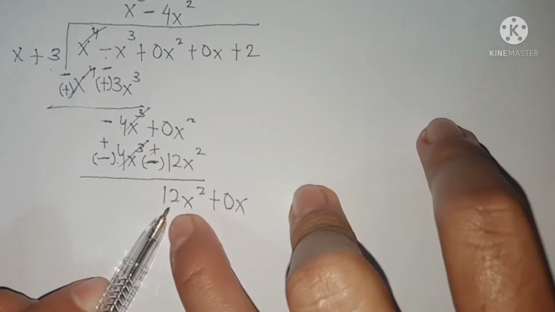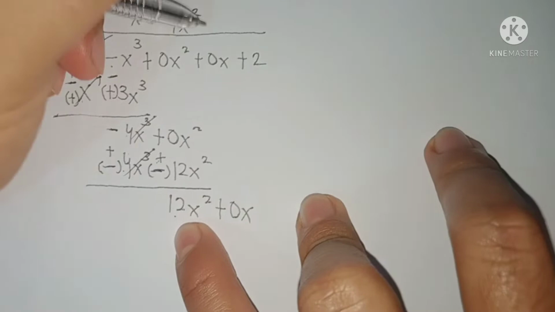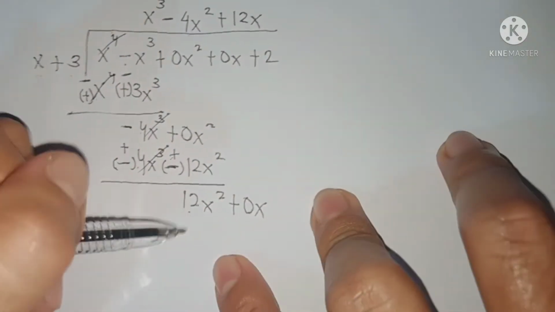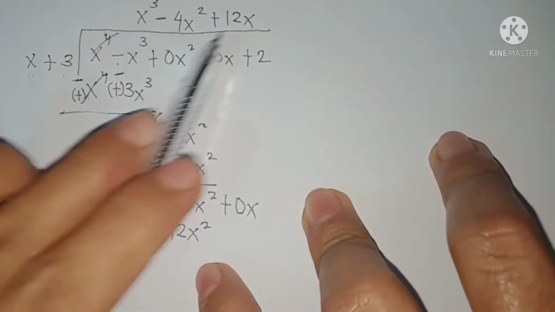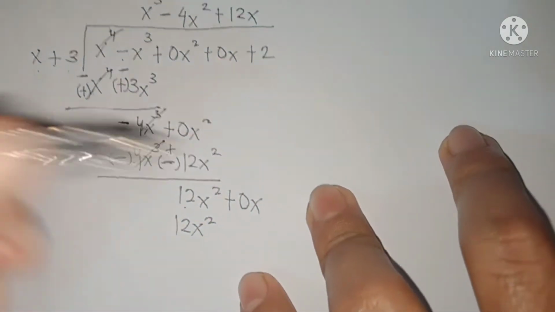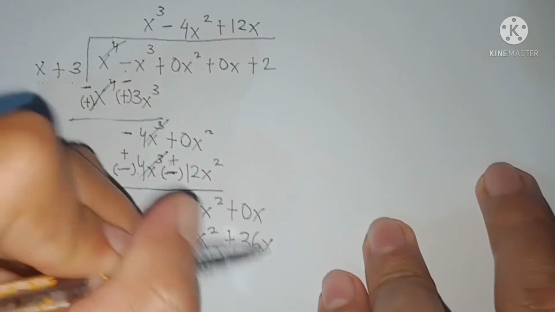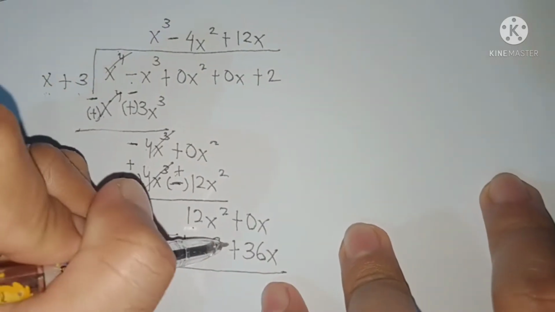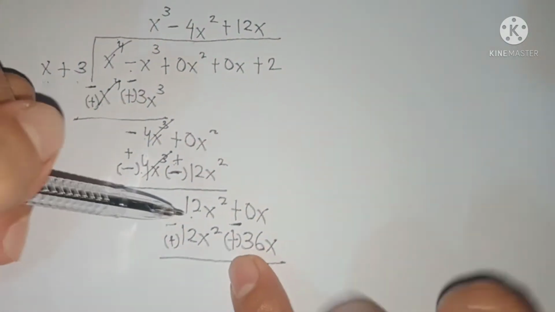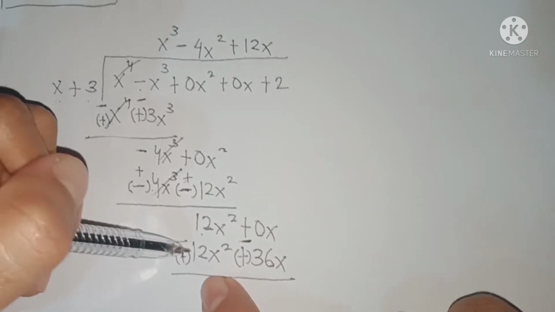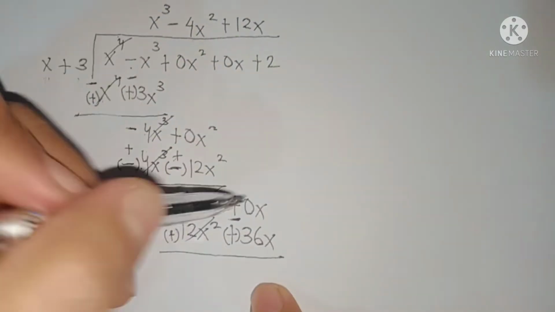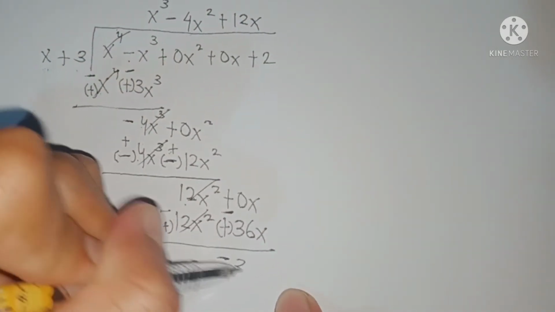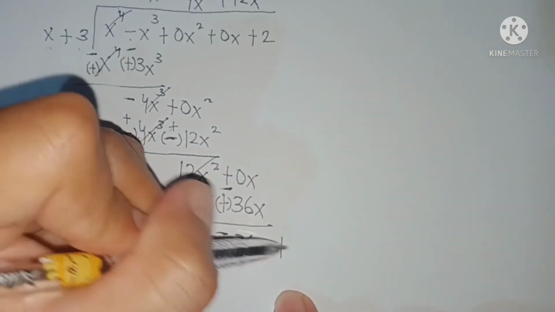So you have 12x squared divided by x, that is positive 12x, and then 12x times x is 12x squared, and then 12x times positive 3 is positive 36x. And then change the sign, so from positive to negative, and from positive to negative. Proceed to addition. You have 12x squared plus negative 12x squared is again 0, and then 0x plus negative 36x is negative 36x, and then bring down 2.